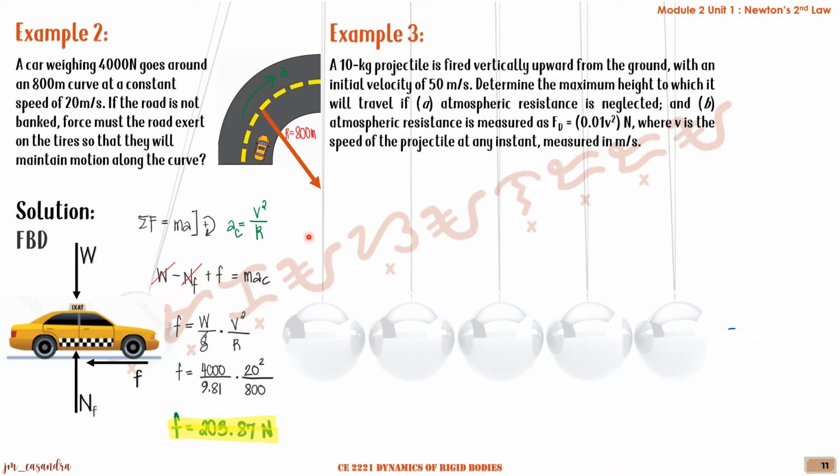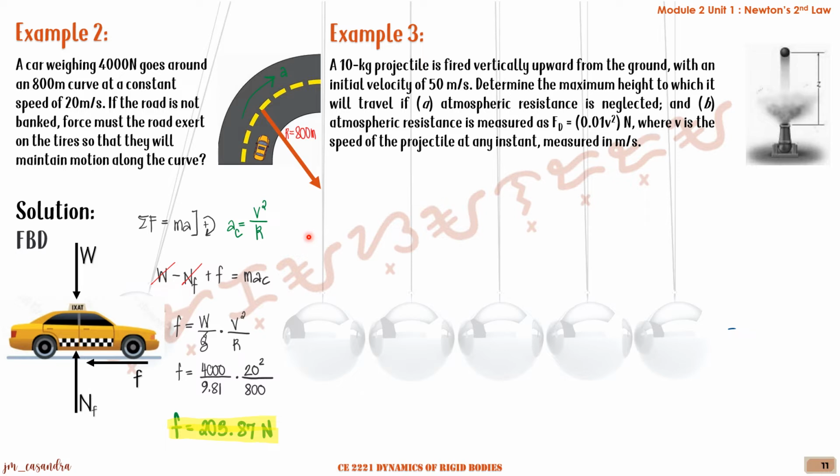Okay, so next we have example number 3. A 10-kilogram projectile is fired vertically upward from the ground with an initial velocity of 50 meters per second. So we have this diagram to illustrate our problem. Determine the maximum height to which it will travel if, A, atmospheric or air resistance is neglected, and B, atmospheric resistance is measured as F sub D equal to 0.01 v squared, where v is the speed of the projectile at any instant, measured in meters per second.